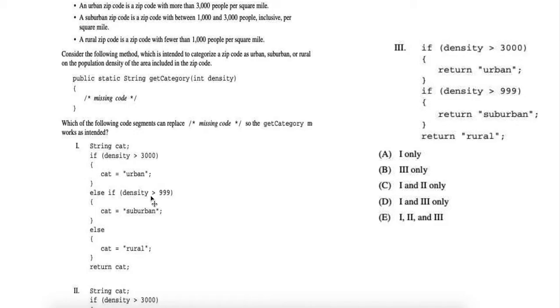If density is greater than 999, but not greater than 3,000, we've already checked all numbers greater than 3,000 when we did the first part of the conditional, with the first part of the else if statement. So this will only check numbers from 999 to 2,999. If it falls in that ballpark, then category will be suburban. That's exactly what we want. In all other cases, in other words, we will only even enter the final else statement if we have a number which is less than 1,000. In that case, the category will be rural. That's exactly what we want.